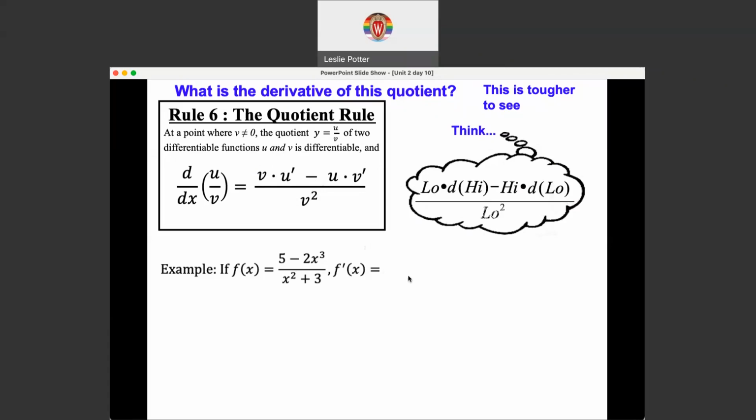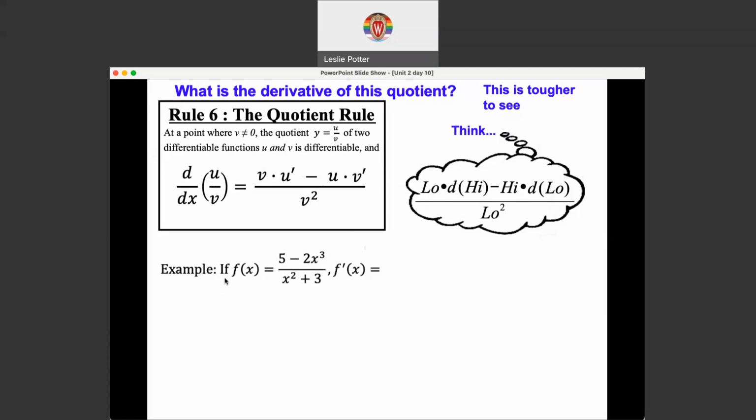And then over low squared is what I say. So when I talk about low, we're talking about the denominator. When I talk about high, we're talking about the numerator, right? This is low, v, function v. This is high, function u. So let's try this with this example.